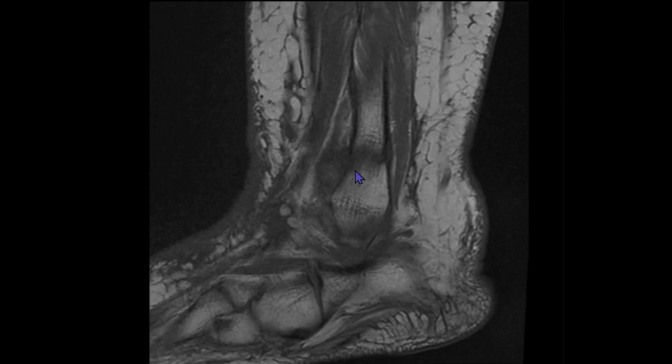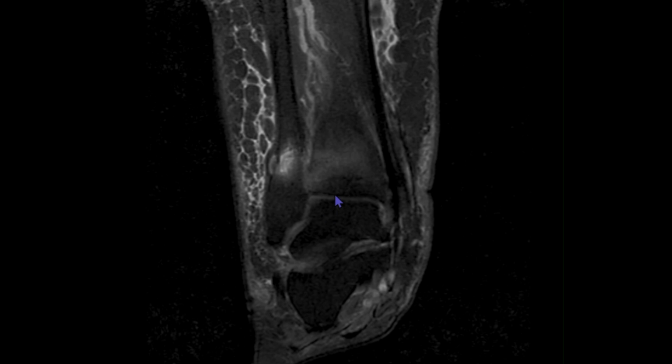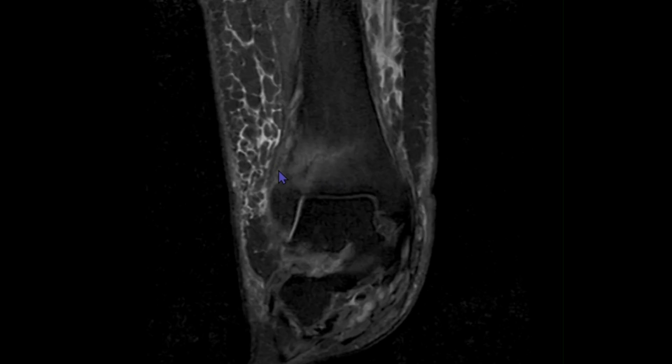Whenever you see a horizontally oriented fracture line with disproportionate edema, which sometimes obscures the fracture line, here we are able to see some hypointense fracture line developing. But sometimes in early stages, if the patient comes, there would be a significant amount of edema which would be obscuring the fracture line.